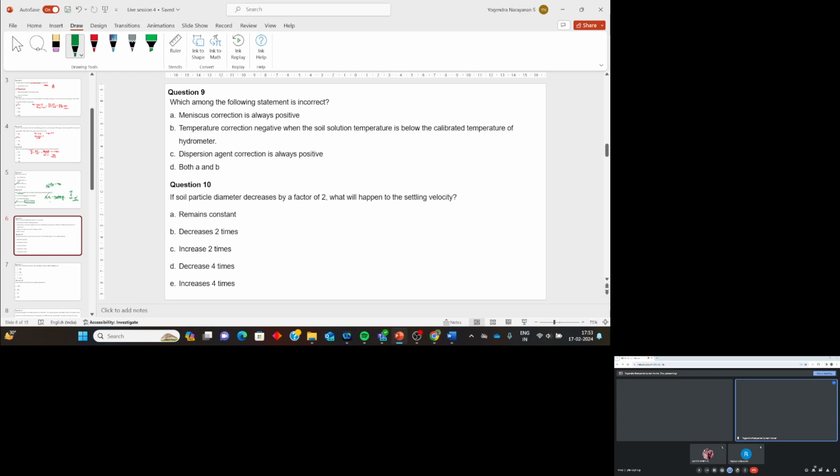See, there are three types of correction in hydrometer, which is each of the options: meniscus correction, temperature correction, and dispersive agent correction. Now, to understand these corrections, you need to understand the structure of hydrometer.